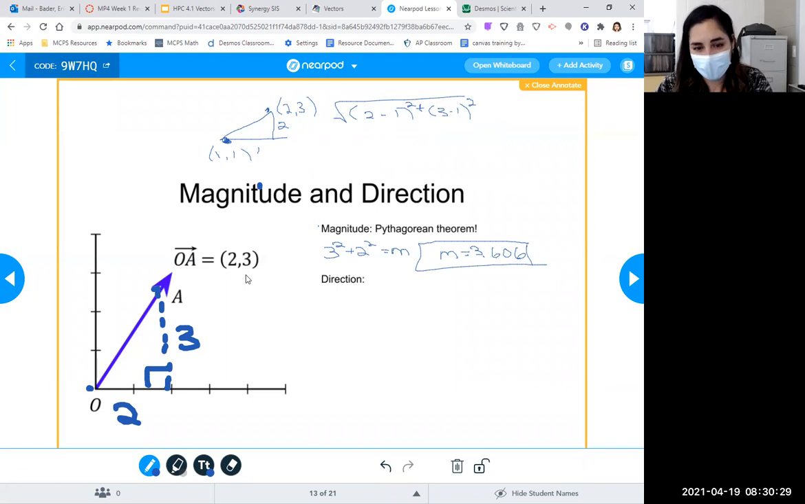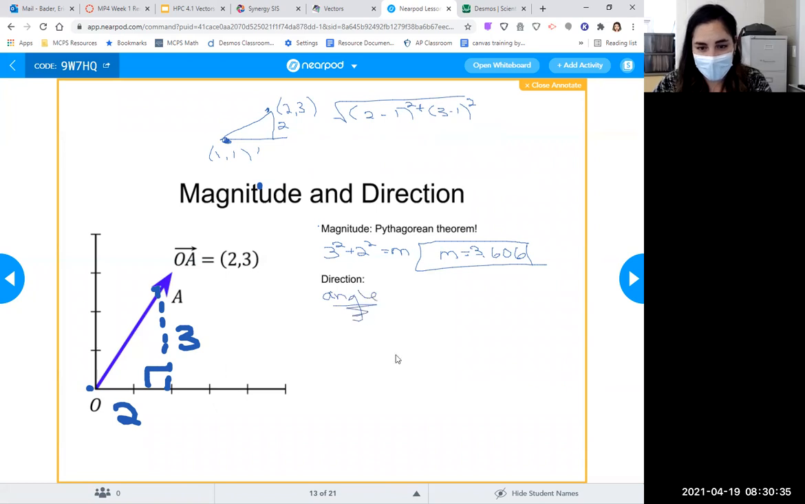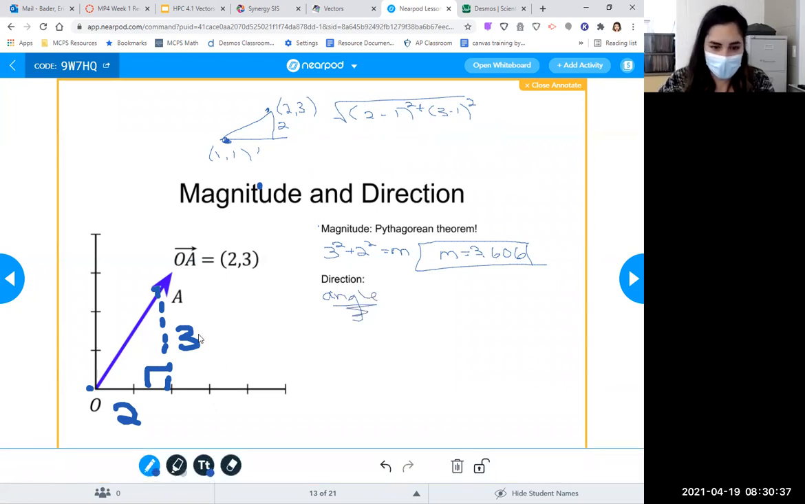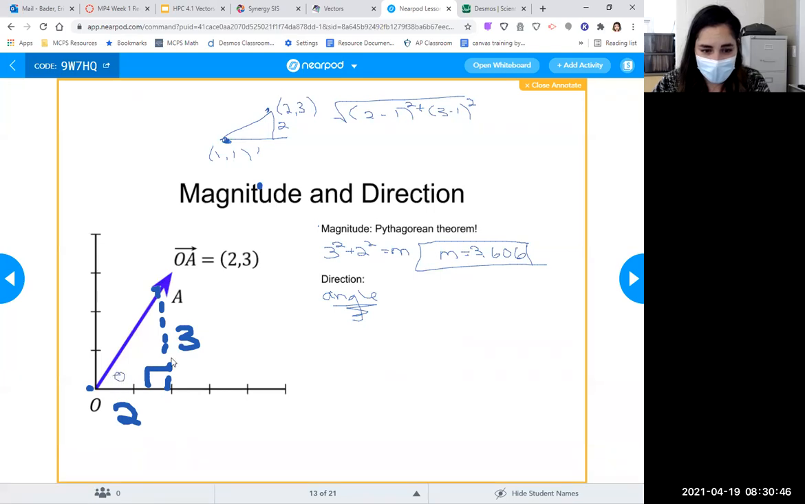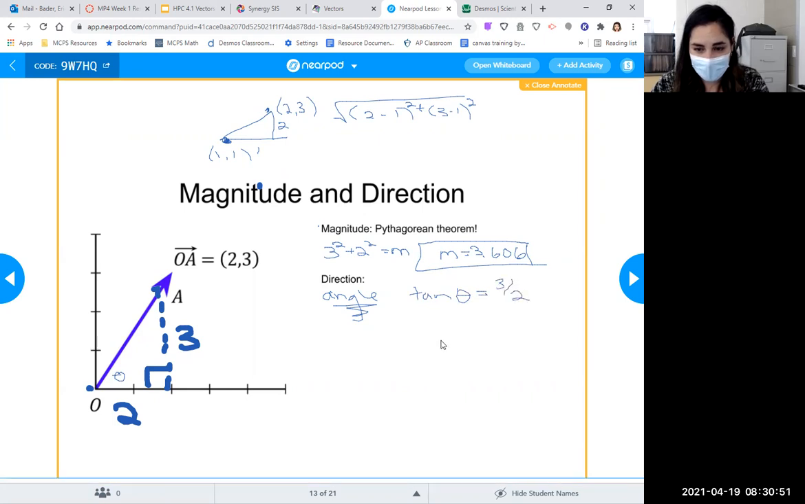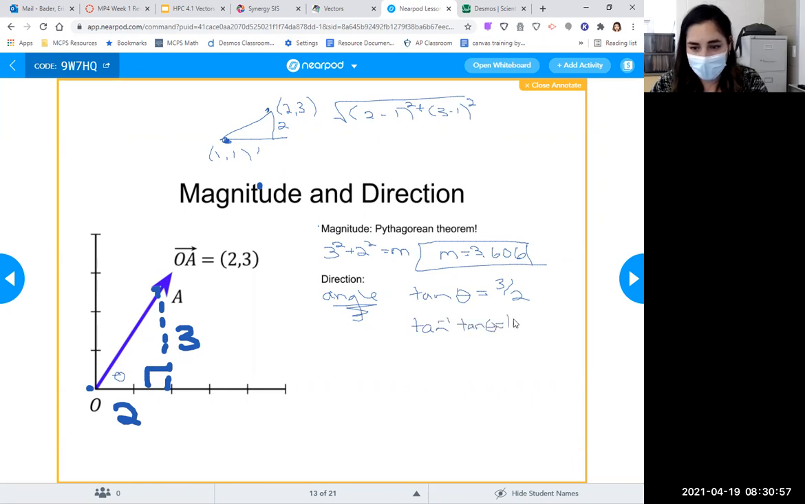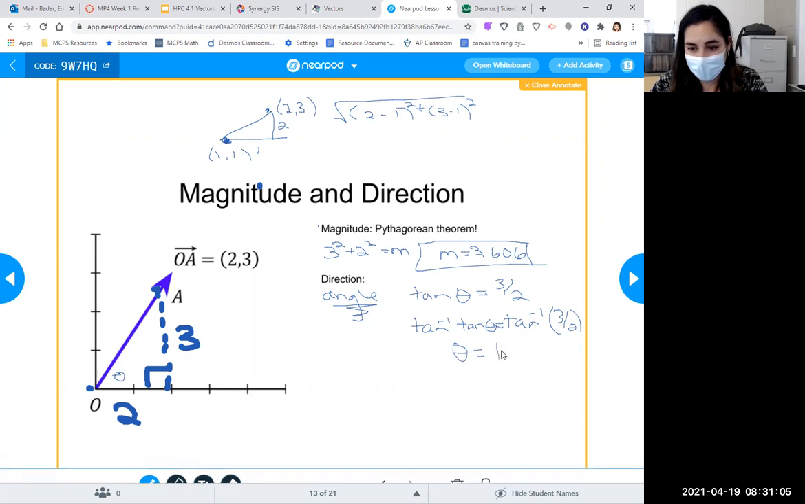And then the last thing is direction. So direction is the angle, okay? So the best way to find it is if you have the horizontal and vertical components, you can just use, because this is opposite over adjacent, your angle's here, this is opposite over adjacent. So the tangent of your angle has to be 3 over 2, right? So to solve, you'd say inverse tan of this ratio. So then your angle would just be whatever that is. Your angle would be inverse tan of 3/2.